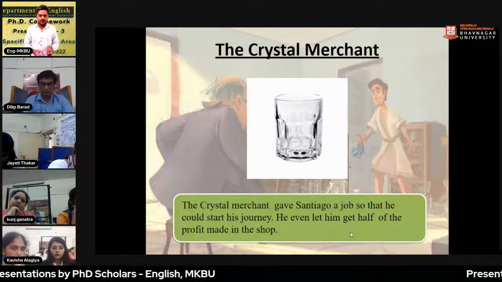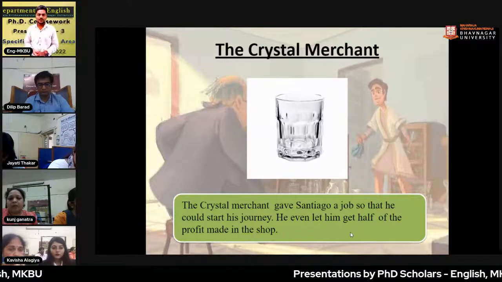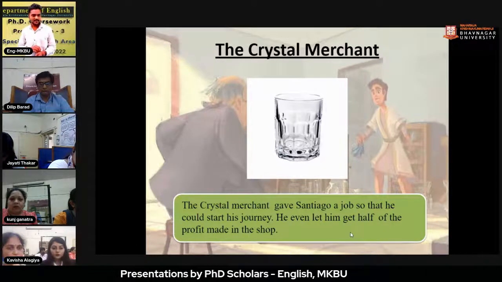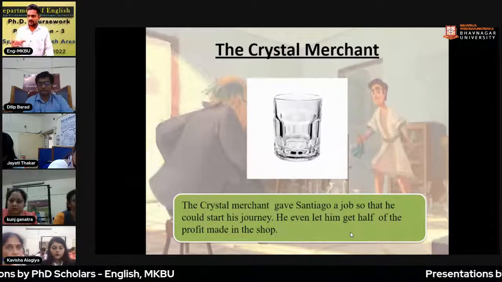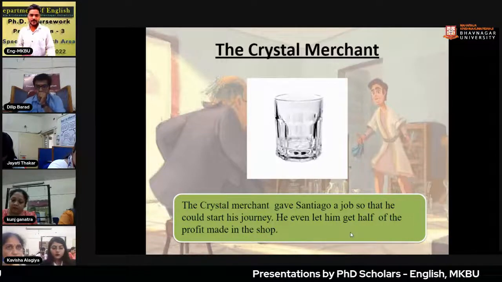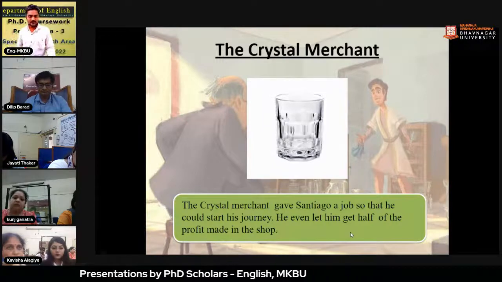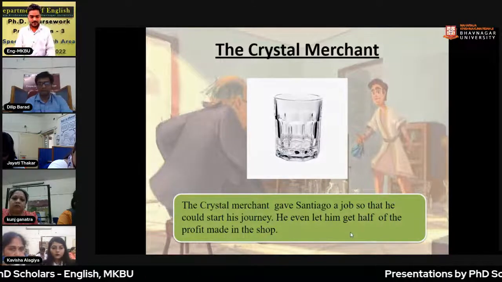Santiago wants to reach the pyramids, but he has no money. So he tried to work for the crystal merchant, and the merchant also said that our life is like crystal, like glass. When we do not take a breath, at that time people become a barrier to us. So our life is like crystal, like glass.